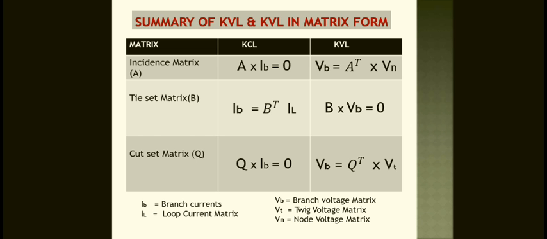Right, the summary of KCL and KVL in matrix form: for the incident matrix, A into IB equal to 0 for the KCL, and VB is equal to A transpose into VN. For the tie set matrix, IB is equivalent to B transpose into IL, and B into VB equal to 0. For the cut set matrix, Q into IB equal to 0 and VB equal to Q transpose into VT. Where IB is the branch currents, IL is the loop currents, VB is the branch voltage matrix, VT is the twig voltage matrix, and VN is the node voltage matrix for the above table.